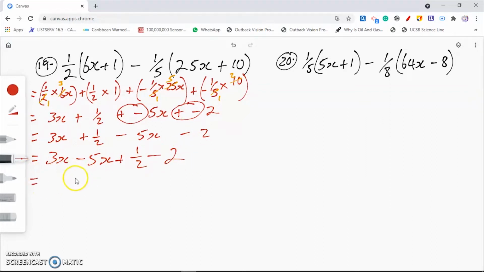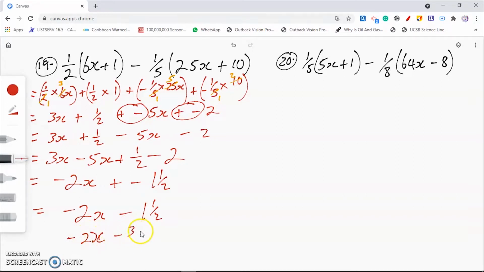So our answer would be 3x minus 5x, which would give us negative 2x, plus half, take away 2, which is minus 1.5. Then we have these two opposing signs there, so our answer would be negative 2x minus 1.5, or you could say negative 2x minus 3 on 2, and that's our answer. Actually, either of them could be our answer. Good.